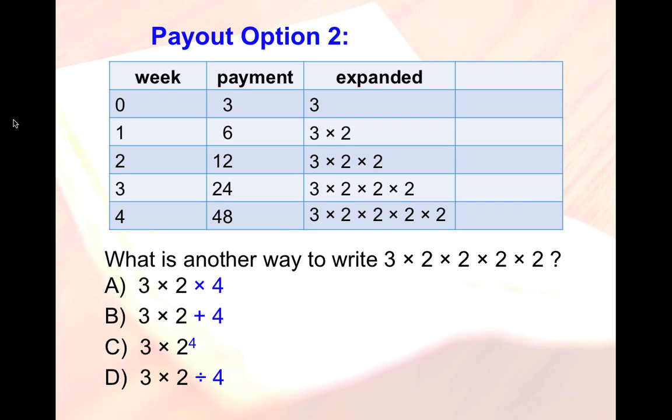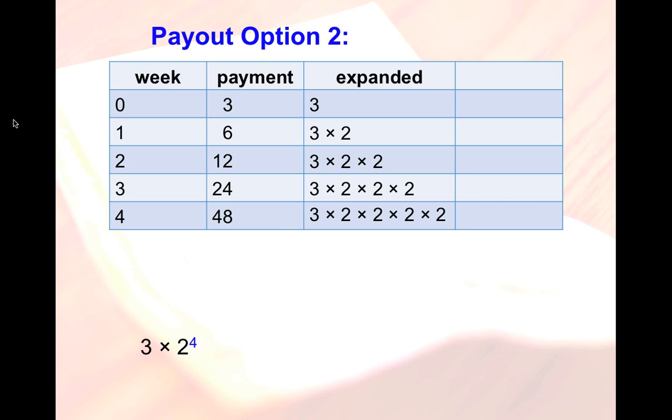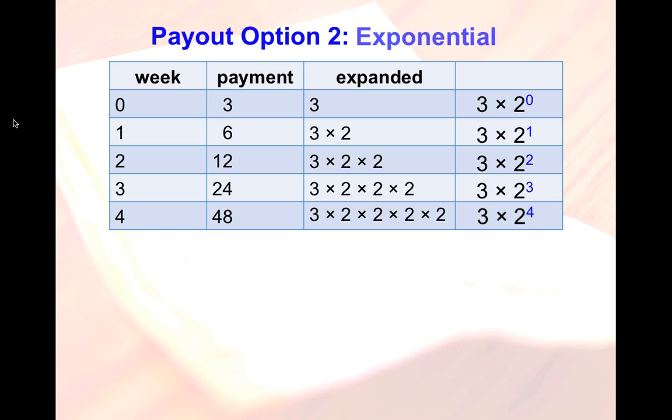Now look at this expression carefully. 3 times 2 times 2 times 2 times 2. We have a more efficient way to write 2 times 2 times 2 times 2. What is it? Which expression is equivalent? A more efficient way to write 3 times 2 times 2 times 2 times 2 is 3 times 2 to the 4th power. So if I rewrite these other expressions with exponents, they would look like this. Because we can write these expressions with exponents, this is called an exponential function.